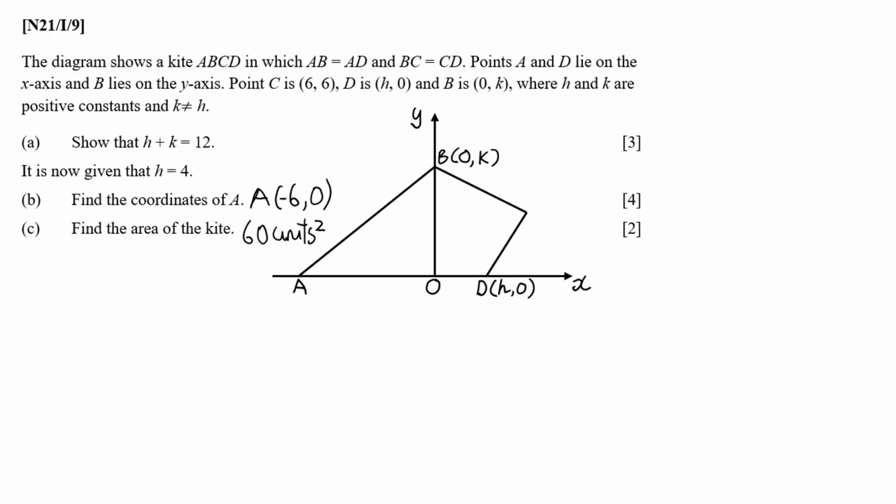On the diagram, you're given a kite ABCD, in which the length of AB is equal to the length of AD, and the length of BC is equal to CD. We're given that points A and D lie on the x-axis, and point B lies on the y-axis. If you look at point B, points that lie on the y-axis will have x coordinate equal to 0, and points that lie on the x-axis will have y coordinate equal to 0.